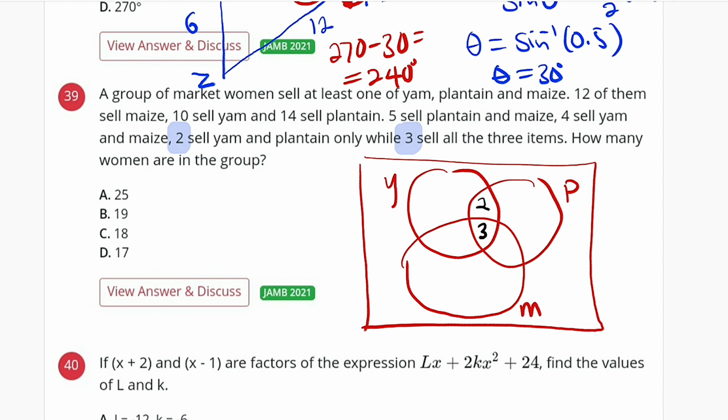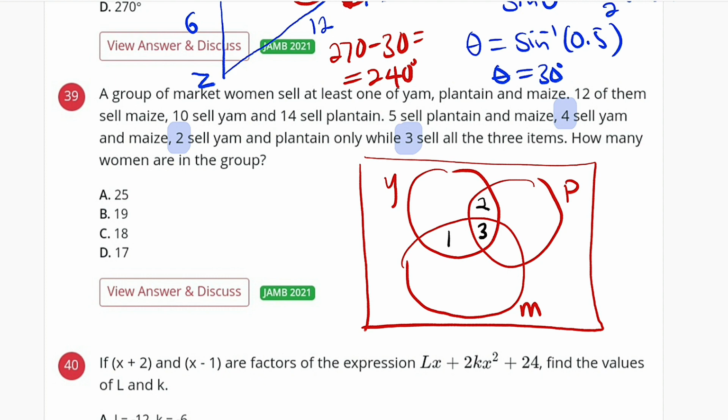Then moving backward again, we have another number here, 4, that sells yam and maize. Yam and maize. Why is this yam and maize? We have 4 of them. But already we have 3 here because this does not say "only". So we have to take away this 3 from the 4 and we have 1 left.